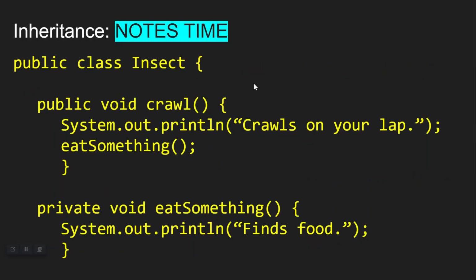All right, so let's look at an example of how this works here. Here we have public class insect. So here is our superclass. It has a method called crawl, which is going to print crawls on your lap. But then it also calls a method called eat something. And then down here, eat something is defined as a private method, which just prints out finds food. Now this will be important in a minute, but the insect class only has one public method called crawl.